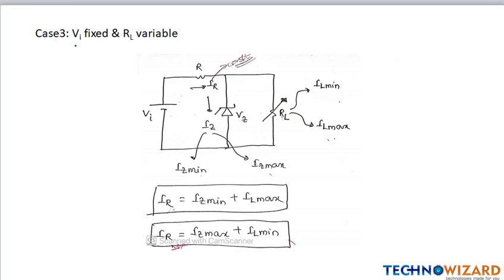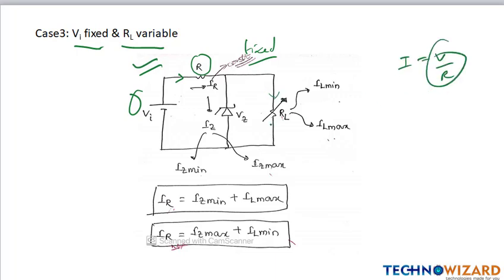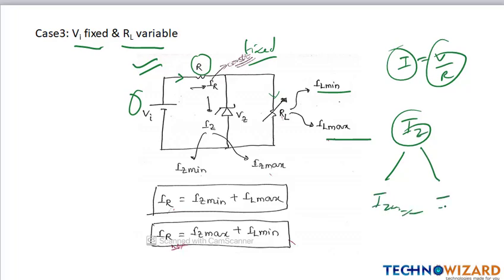Case 3, when input voltage is fixed and RL is variable, the circuit would be like this. When VI is fixed, the resistance is fixed, and the current through this resistance is also constant. When RL is variable, then IL, the current flowing through this resistance, will also vary, because I know I is equal to V upon R. If RL is varying, then current will also vary, that is IL minimum and IL max. If this is varying, then the current through the Zener diode, that is IZ, will also vary, IZ minimum and IZ max.